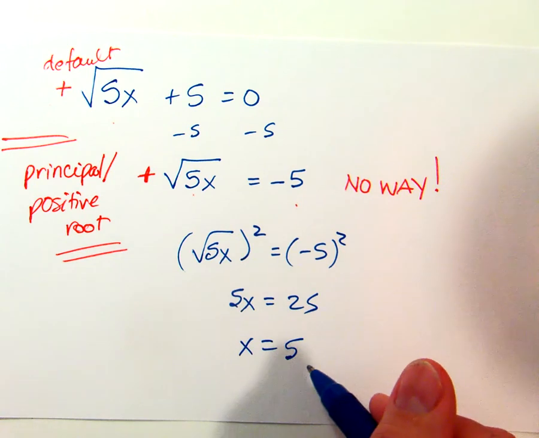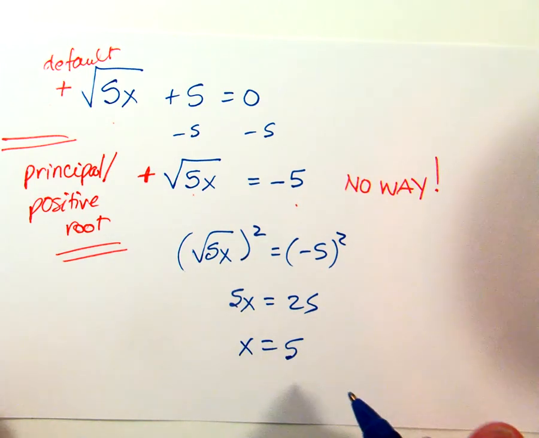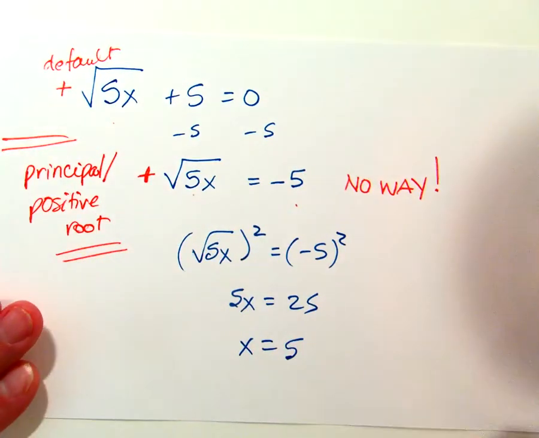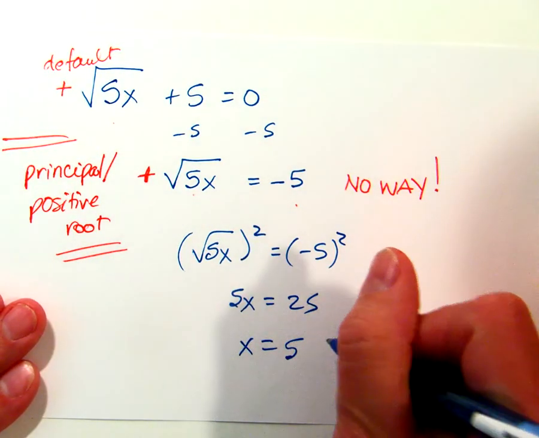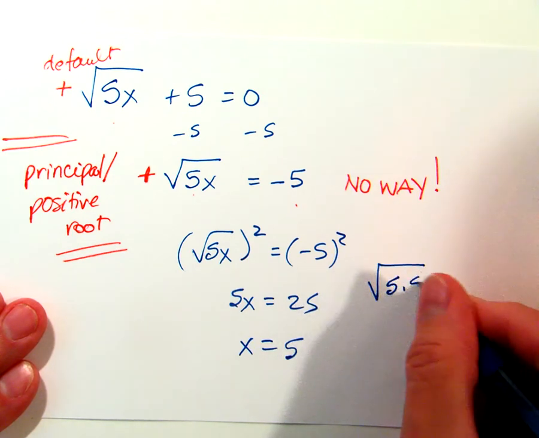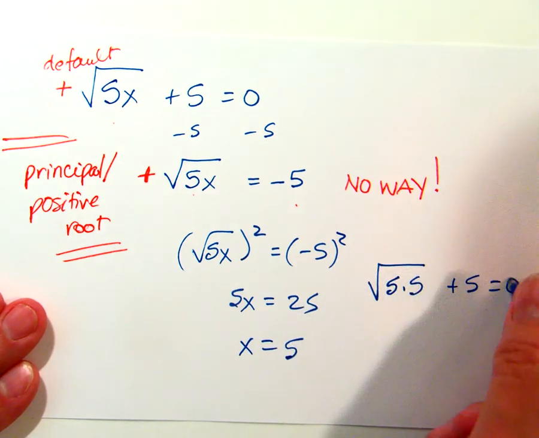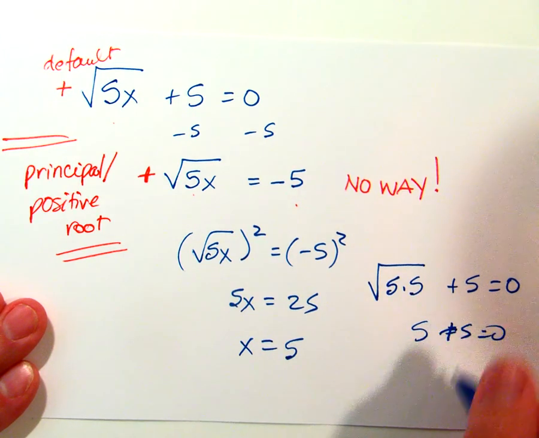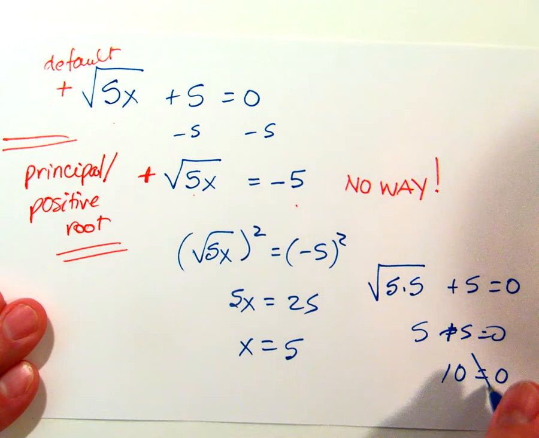This answer looks really good. 5, that's a nice number. I like 5. It's how many fingers I got. No, it's no good. Don't get suckered. You have to substitute it back into the original equation. So we'll have the square root of 5 times 5 plus 5 equals 0, or 5 plus 5 equals 0, or 10 equals 0. It does not equal 0.